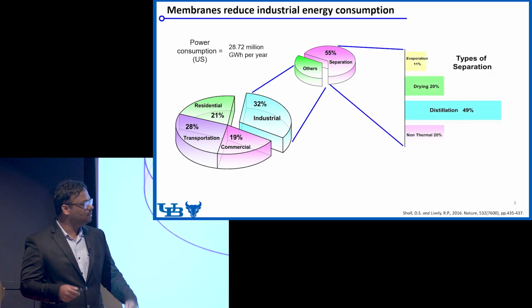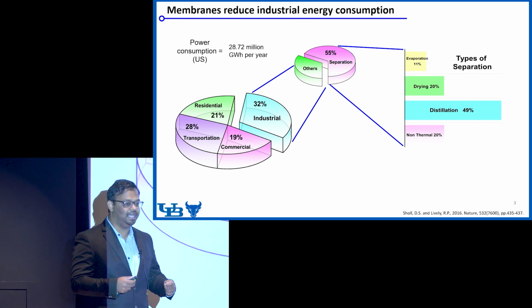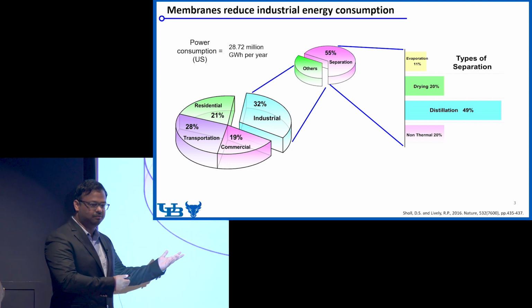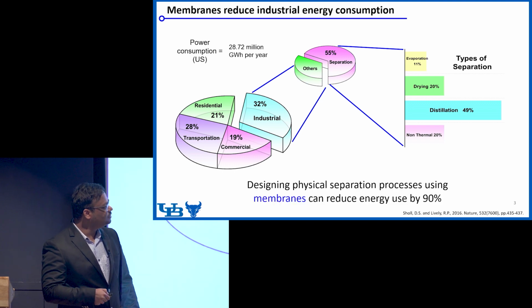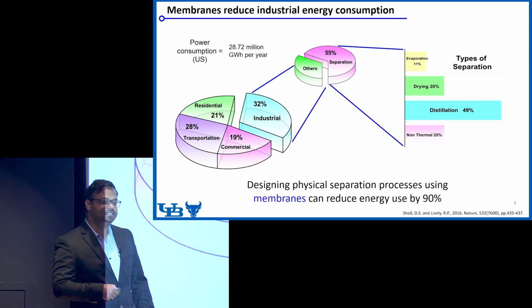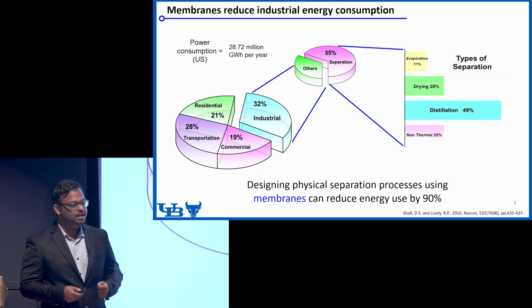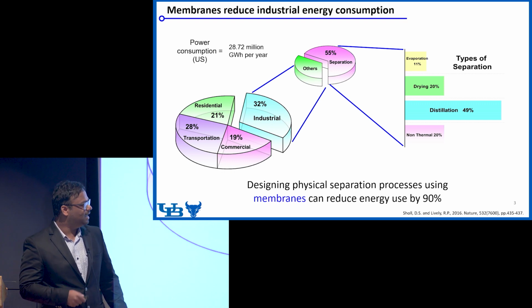And how do we do that? Most of it is done by phase change, or the thermal process where you heat up the mixture and you get a distillate of one of the parts. So DOE in its reports actually said that if we can replace all of these processes using a membrane or adsorbent, a physical separation process, you can save around 90% of this separation energy, and that is where our work comes in.